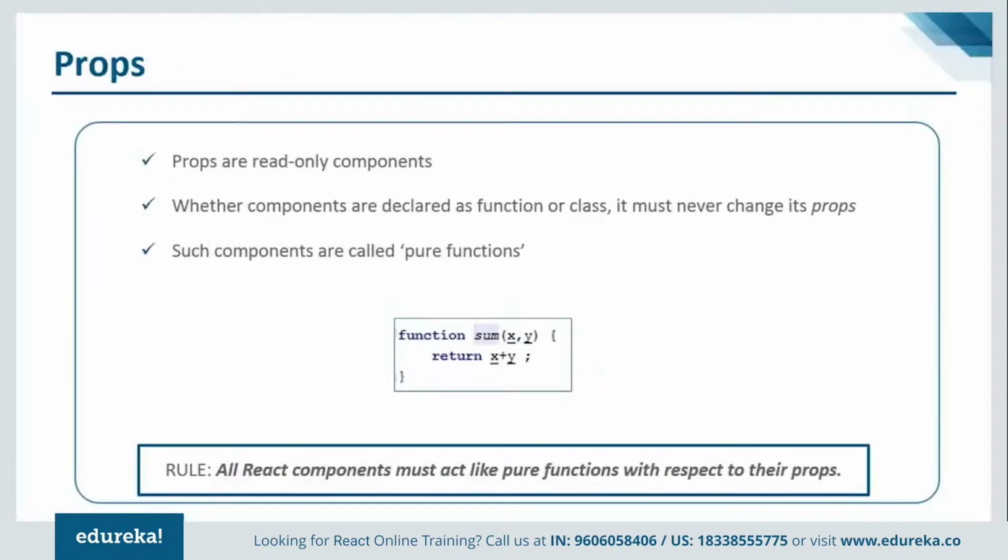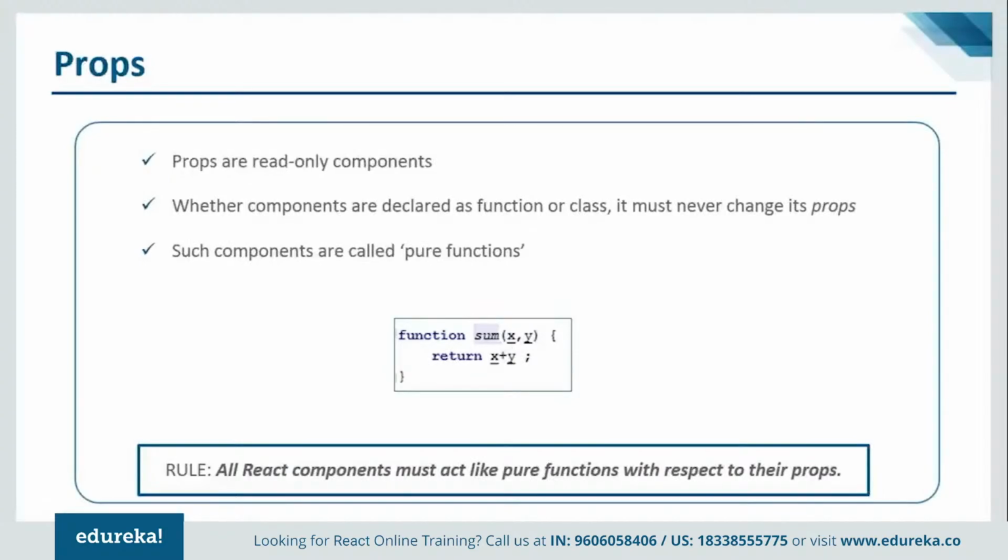Whenever the component is declared as a function or a class, it must never change its props. All such components are therefore called the pure functions. If you see this function as I have shown in this demo, we have the function called sum, which is accepting arguments x and y. So its job is to always return the sum. Whenever this function is called, it will never change its props.